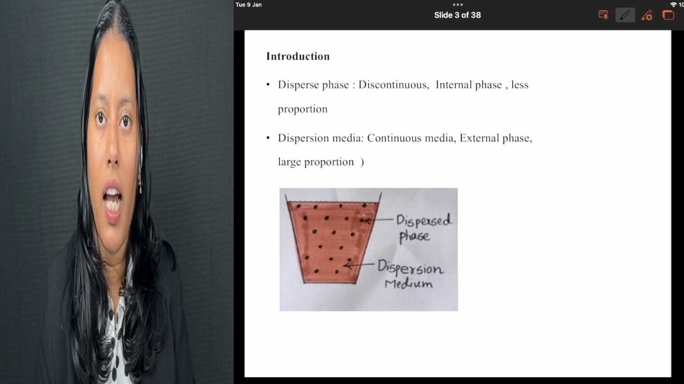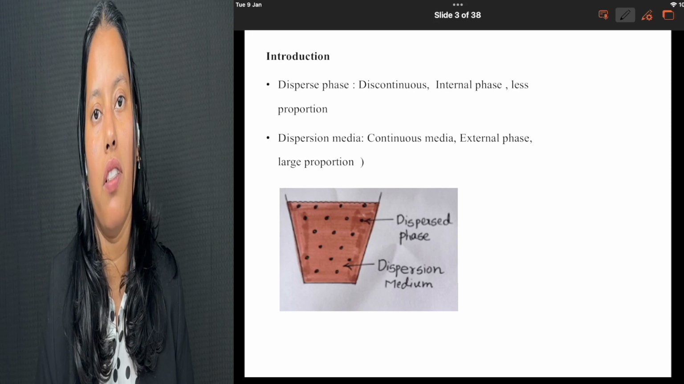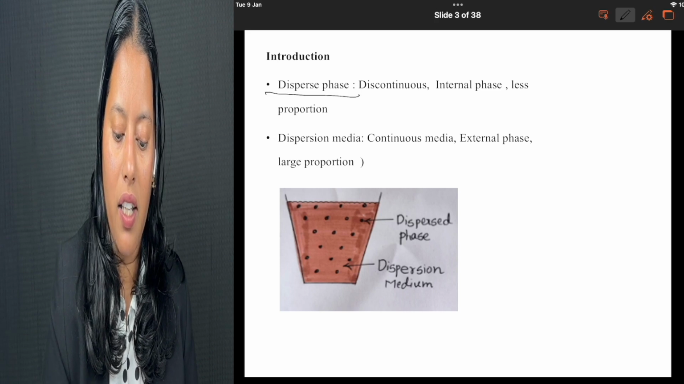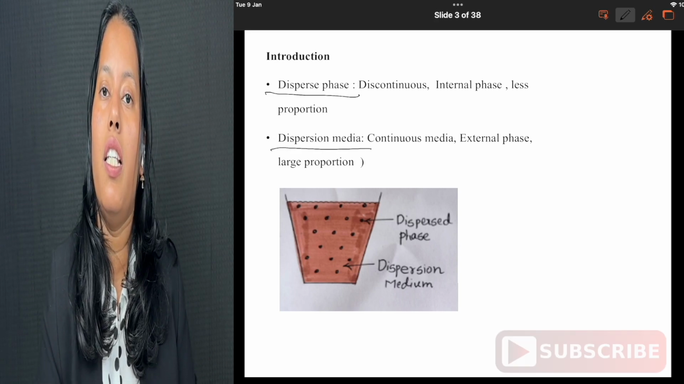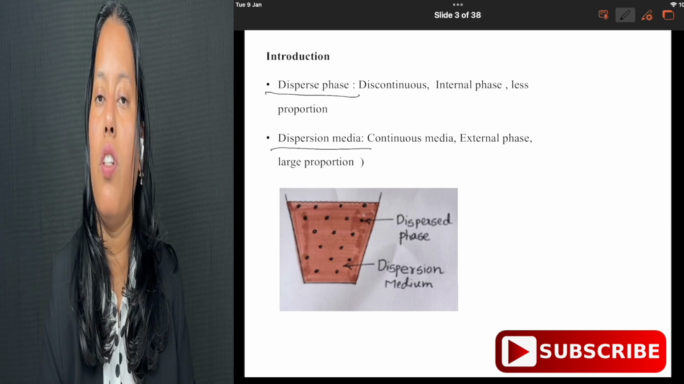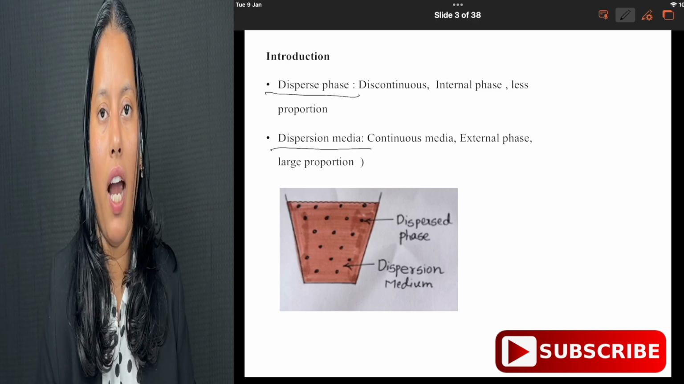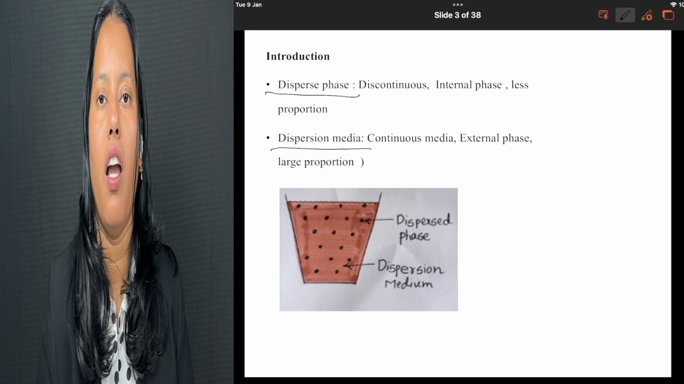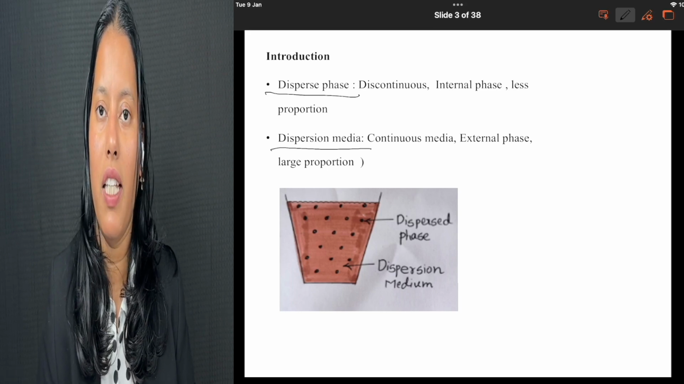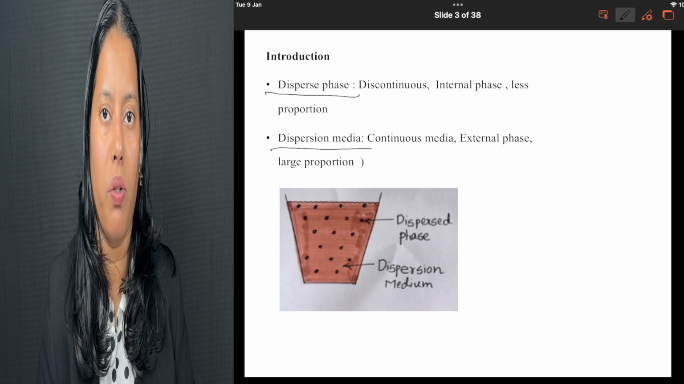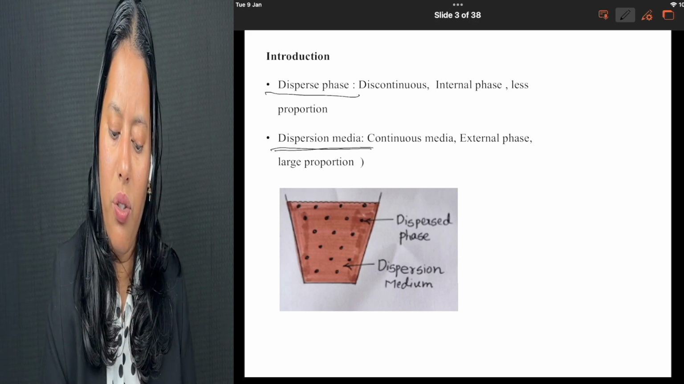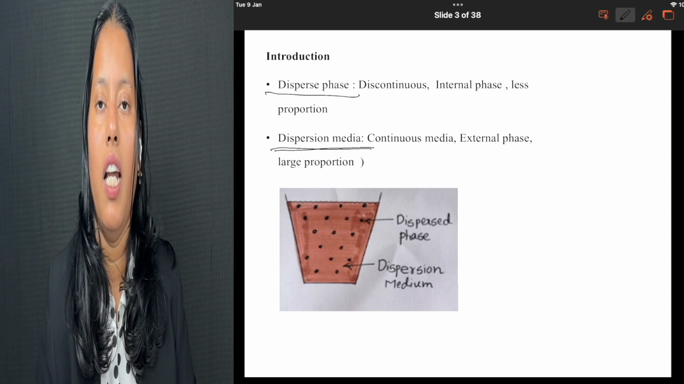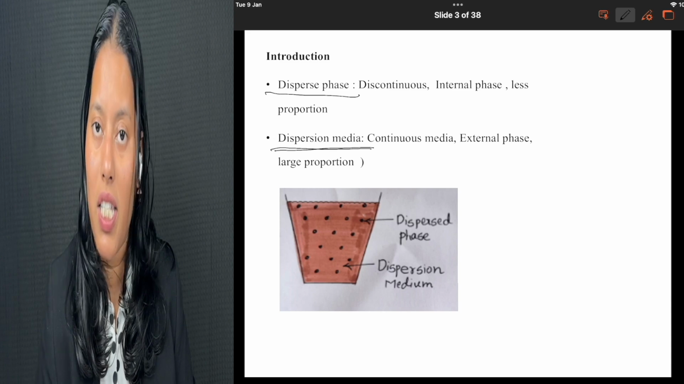Based on that, you have two phases. One is the disperse phase and another is the dispersion media. Suppose there's an example of making a salt solution. You take a spoonful of salt and add it into a cup or glass of water, you mix it, you dissolve it. So your salt becomes an internal phase which is less in quantity and not continuous. But the water you have taken to make the solution is more in quantity, it is continuous and it is called the external phase.